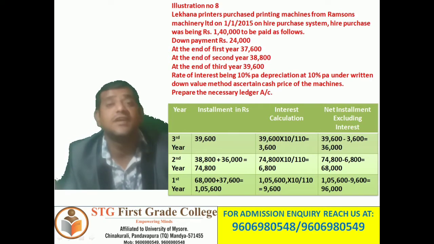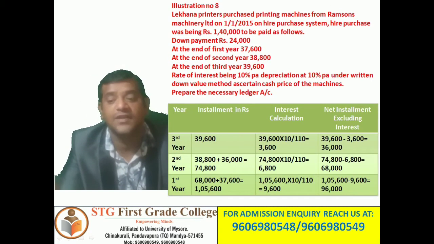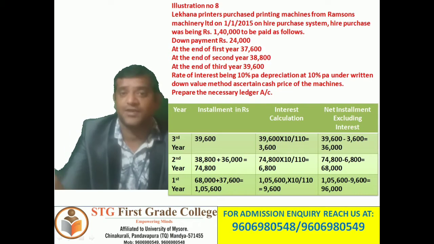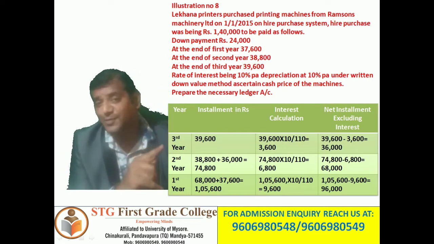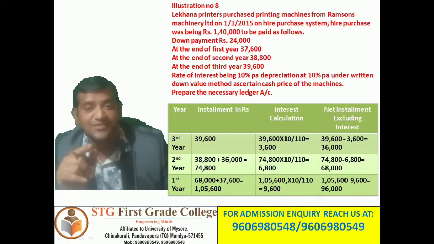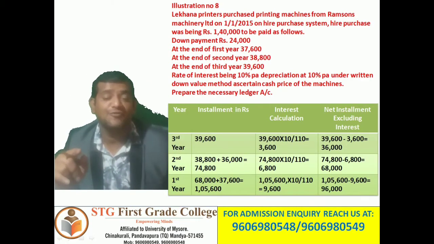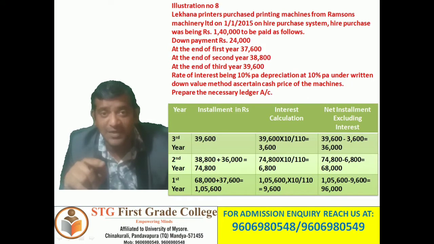Now we are supposed to calculate the cash price. Let us do the working note for the cash price. The cash price of the printing machine is the first year principal amount, 96,000 rupees. How much did we get?